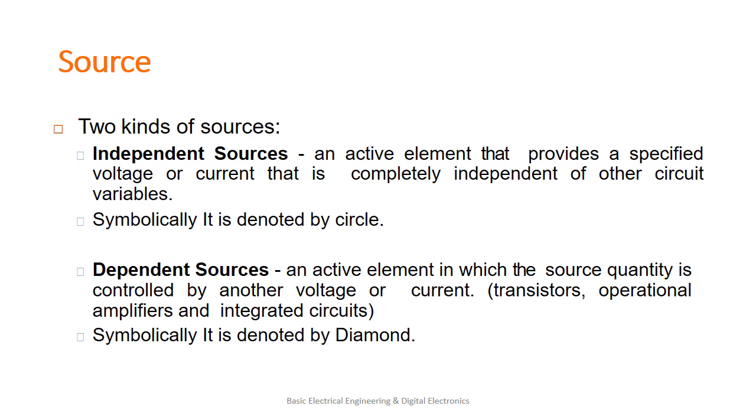An independent source is an active element that provides a specified voltage or current that is completely independent of other circuit variables. Symbolically, it is denoted by a circle. Similarly, a dependent source is an active element in which the source quantity is controlled by another voltage or current, just like a transistor, operational amplifier and integrated circuit. Symbolically, it is denoted by a diamond in the circuit diagram.